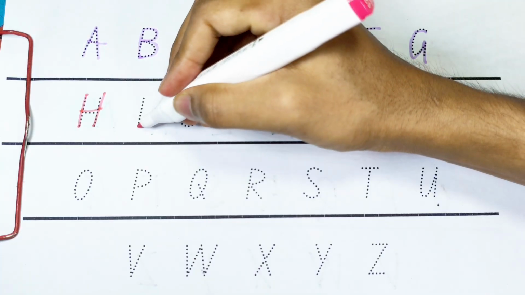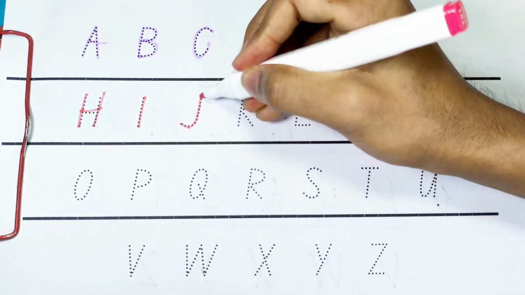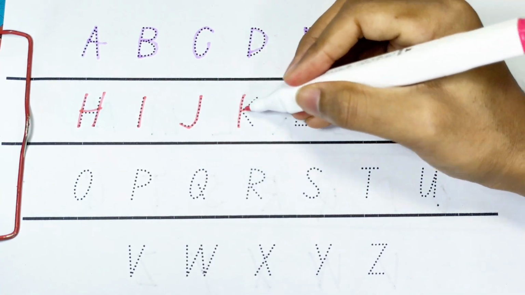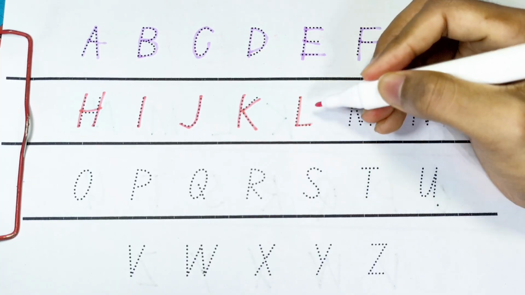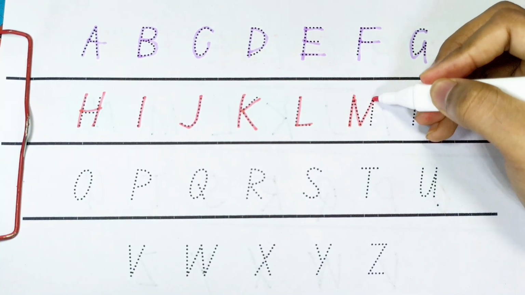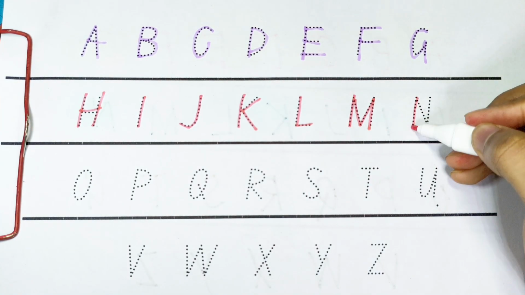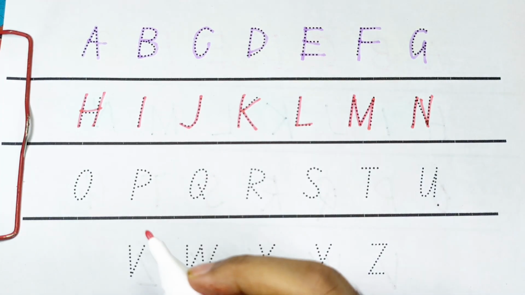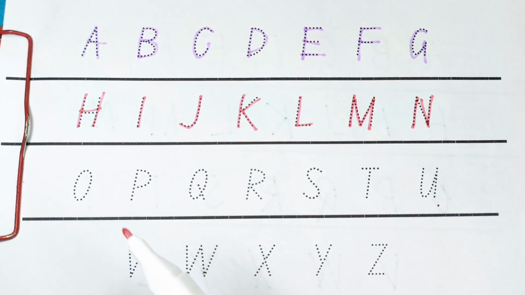So kids, now we are using the color of coral red color, and writing the alphabet of, yes, H. The next one is I. J, K, L. M for moon, N for nose, N for nest. The next one is O.